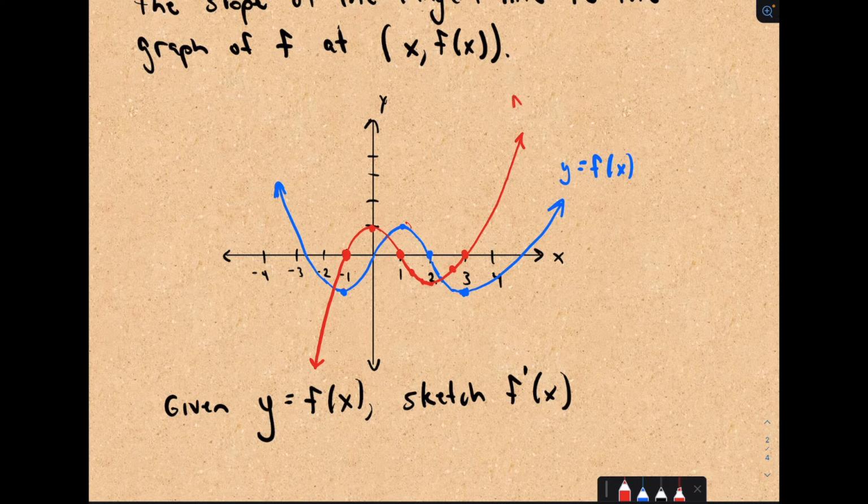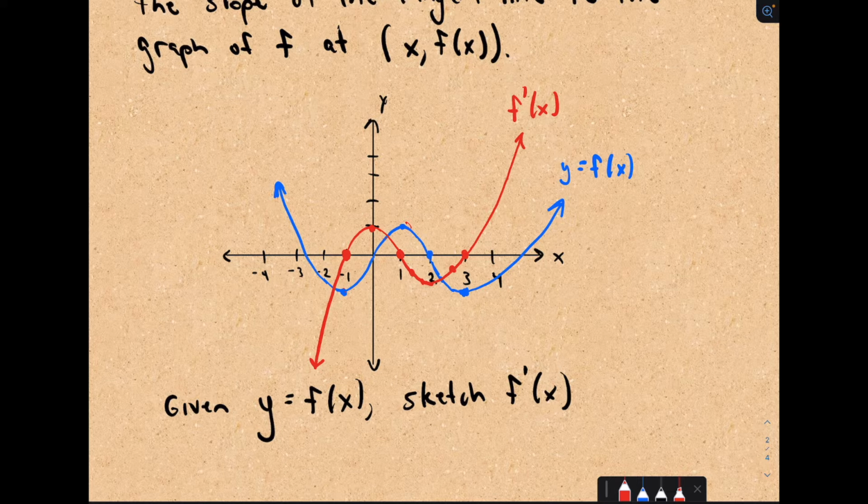This would now be a rough sketch of f prime of x. And again, it's worth pointing out that where the derivative graph is positive, the original function's y values may be positive or negative. We don't care about that. But where the derivative is positive, the original function is increasing. Where the derivative is negative, notice that my original function is decreasing. Those are going to be very useful things.